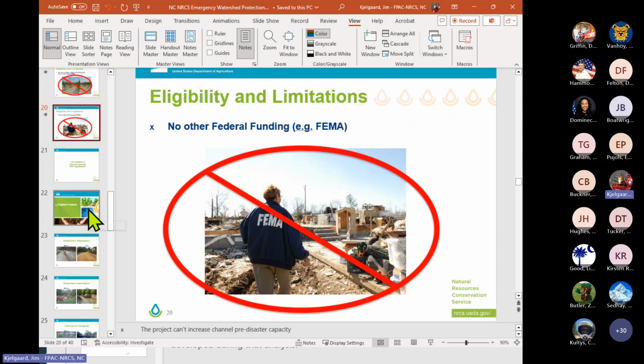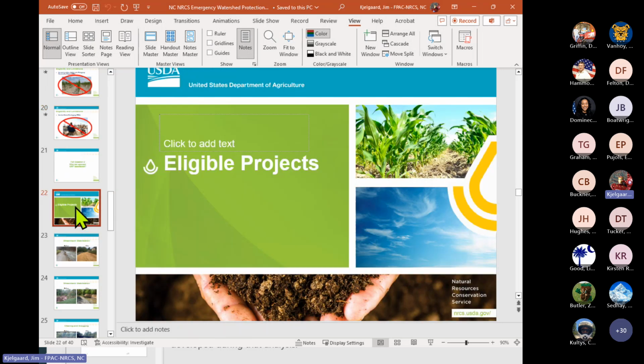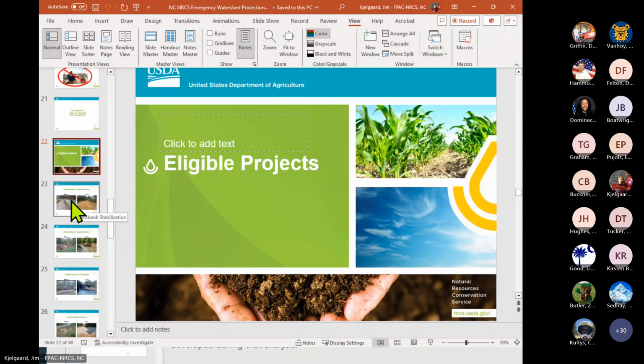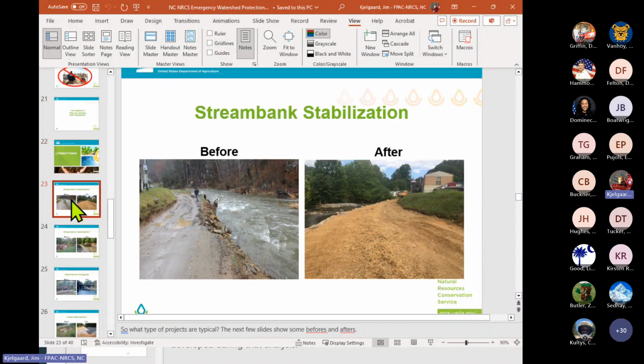All right, so that kind of covers a lot of the programmatic issues. Right now, we'll take a look at some eligible projects, or what looks like an eligible project. So here we have a road, an access road, that could lead to some businesses or farms or houses. It's not completely knocked out. There's been a little bit of damage, but it is being threatened by the stream.